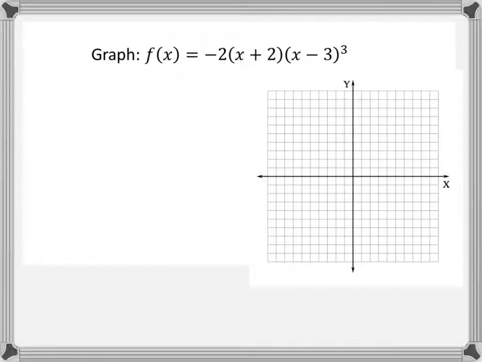Let's look at the graph of f of x equals -2 times (x plus 2) times (x minus 3) cubed. So we have a factor that has an exponent of 3. So -2 times x cubed. That means our f of x will equal -2x to the 4th, and so on. It's not important to actually go and multiply everything out to understand how the graph is going to behave. All we need to do is find that first term.